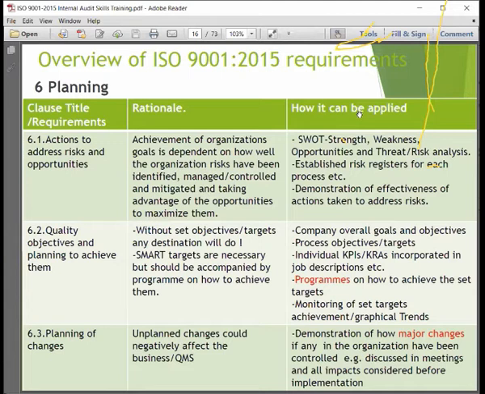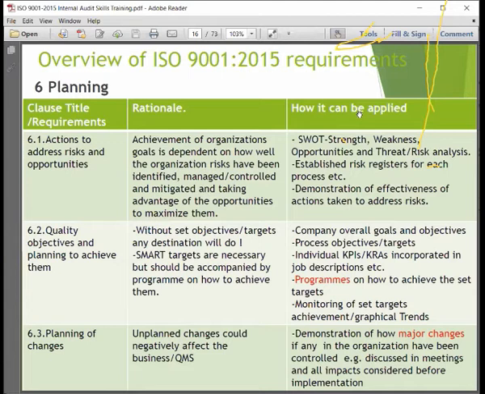Monitoring of set targets. Now you have the set targets. How are you monitoring? A good one is targets achievement, graphical trends. If you can show a graphical trend, this month I performed like this, then you'll have fulfilled that requirement. So those are the useful audit evidence.